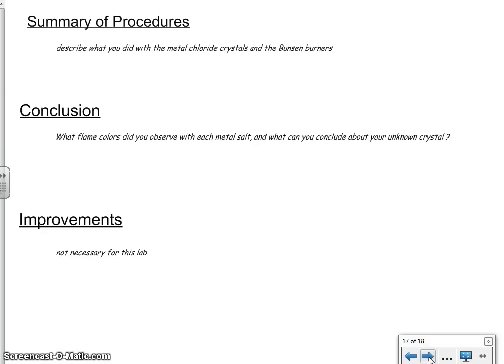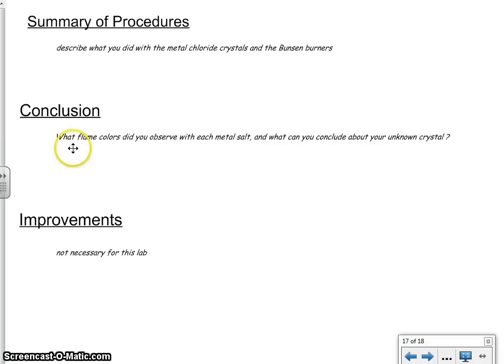To finish up this lab, you'll need to write a summary of procedures. Describe what you did with the metal chloride crystals and the Bunsen burners. Tell me what you did at the lab bench. This is not the place to tell me what color they burned or what your unknown substance is. That's what you're going to say in your conclusion.